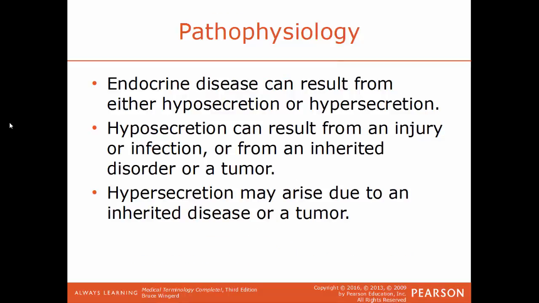All right, now we'll talk about some pathophysiology when it comes to the system. Diseases within the endocrine system can result from either the hyposecretion or the hypersecretion of hormones. You never want a hormone to be secreted either too much or too little. You always want to have a balance of what is needed. Hyposecretion can result from an injury or an infection, or from an inherited disorder or from a tumor. And hypersecretion may arise from an inherited disease or a tumor.